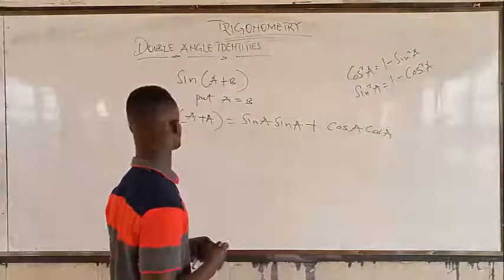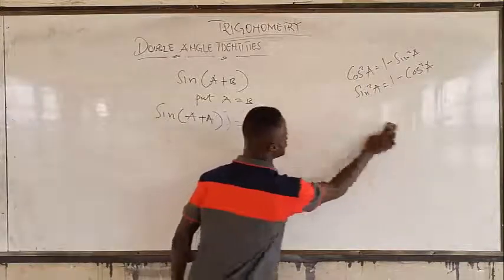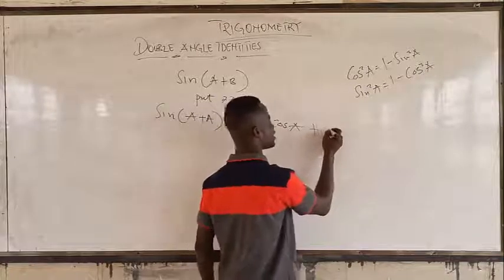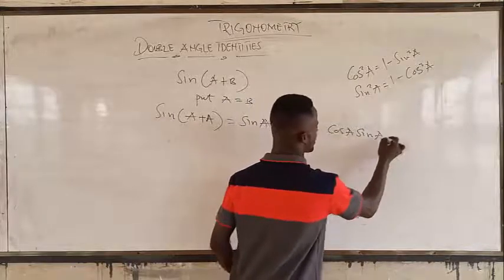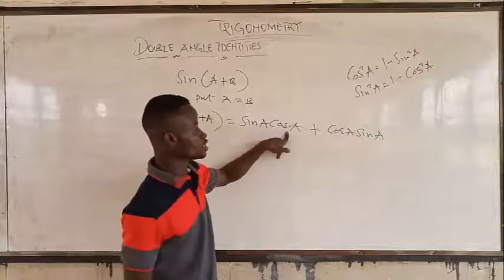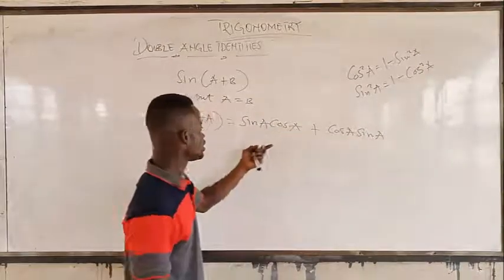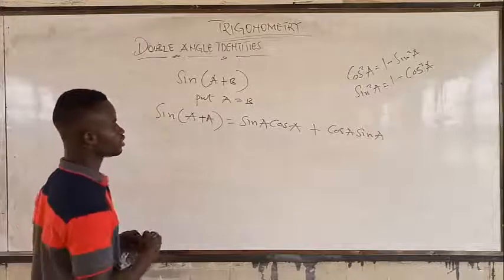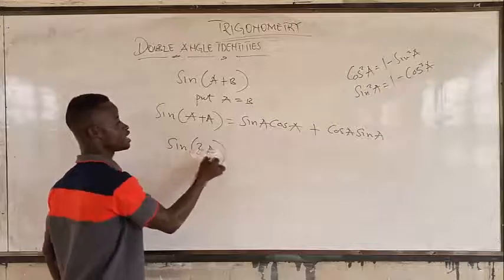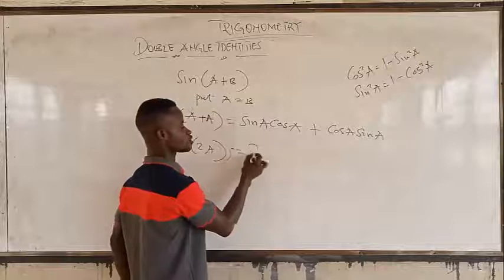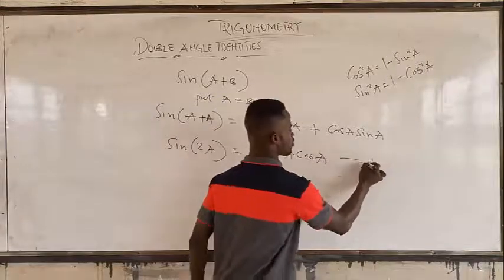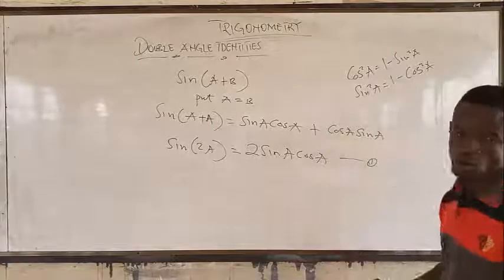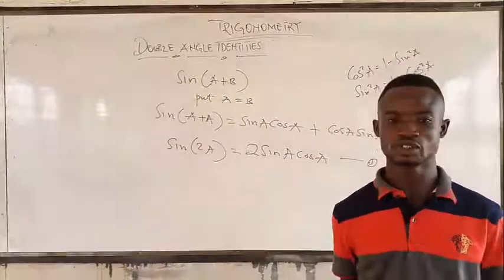Oh, sorry. There is supposed to be sine A cos A plus cos A sine A. So instead of sine A cos B plus cos A sine B, B is now replaced by A. Alright. Very good. So with this, what are we going to get? We are going to get sine 2A equal to, you can see what we have here is the same as what we have here. So this is 2 sine A cos A, equation 1. So for sine of a double angle, sine 2A, this will be the double angle for that.